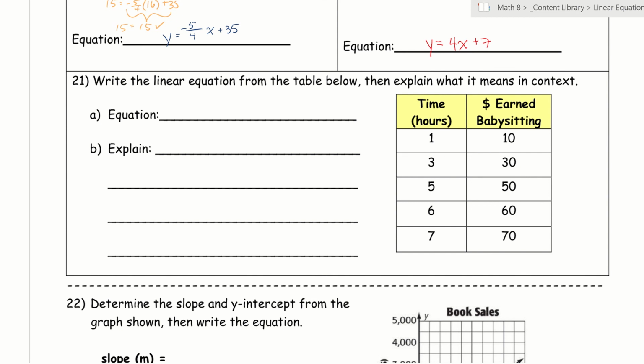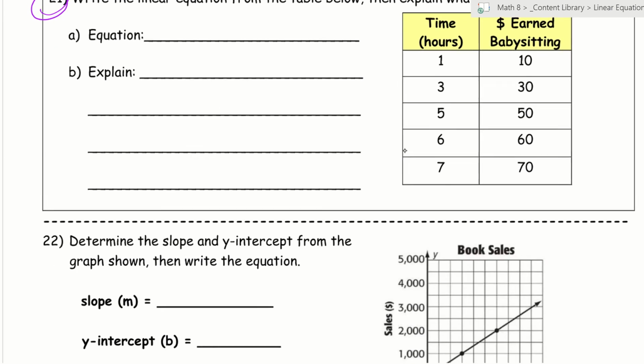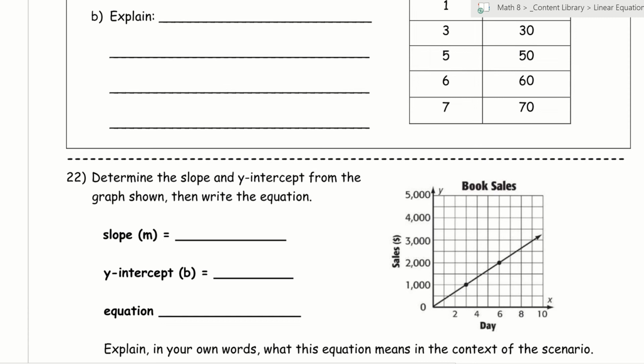So, what it means in context. Well, let's see. How would I find the linear equation? Well, I'd have to find the slope and then the y-intercept, correct? Well, I'm actually going to leave this one for when we come back after the test, because we're going to work on word problems separately.